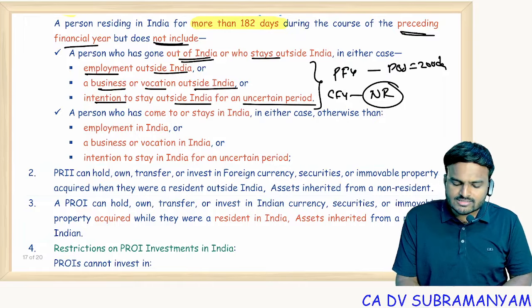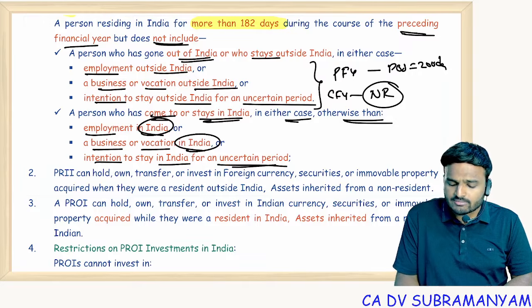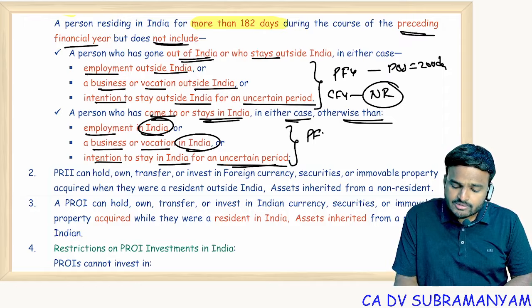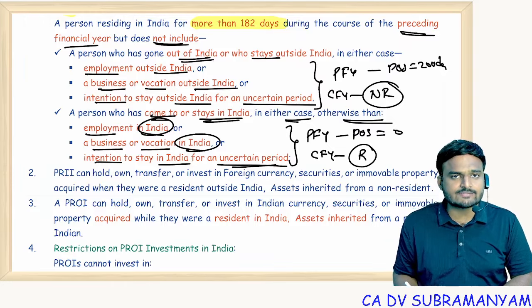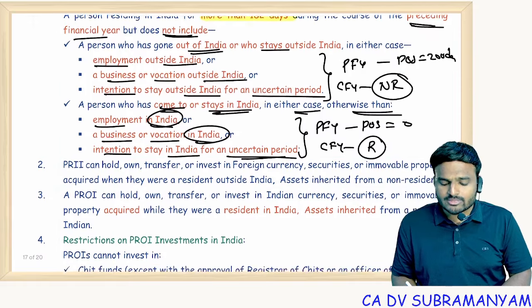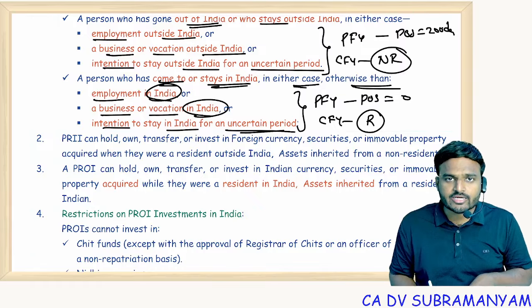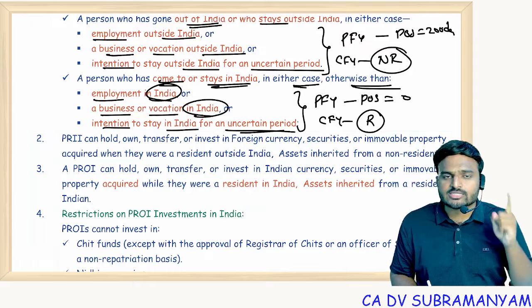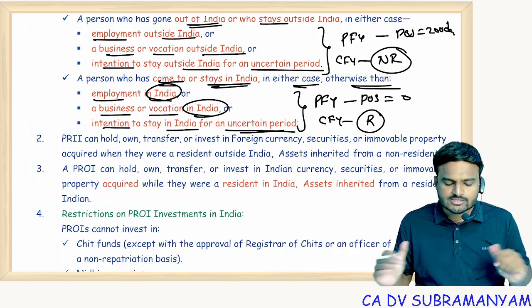A person who has come to or stays in India, in either case, otherwise than for employment in India, business or vocation in India, or with intention to stay in India for an uncertain period. For these three people, even if in the preceding financial year the period of stay is 0, in the current financial year they will be treated as residents. Getting it? Those who are coming to India for job, business, or intention to stay in India for an uncertain period, forget about their period of stay in the preceding financial year. In the current year, from the date of entry onwards, they will be treated as residents.